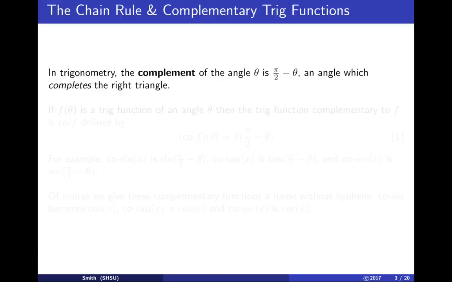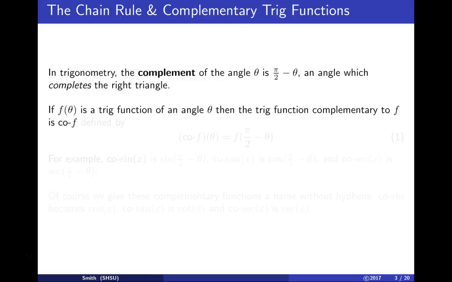In a right triangle, we will have an acute angle theta, and at the opposite corner is pi over 2 minus theta. Those two angles are complementary. If f of theta is a trig function of theta, then the trig function complementary to f, which I might write as co-f, is defined to be f of the complementary angle, f of 90 degrees minus theta, or f of pi over 2 minus theta.